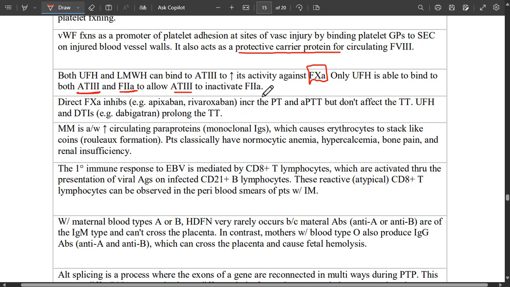Okay, so the difference between low molecular weight heparins and unfractionated heparin is that low molecular weight heparins directly inhibit factor 10A, while unfractionated heparin can bind to both antithrombin 3 as well as factor 2A. Activated factor 2A means thrombin, so it binds to thrombin as well as antithrombin 3 to allow antithrombin 3 to inactivate factor 2A. So thrombin is not formed, and therefore there is more chance of bleeding, more blood thinning.